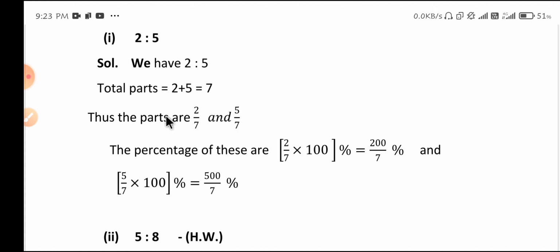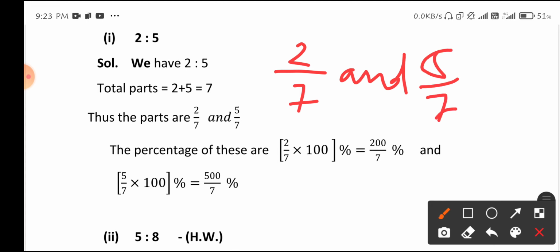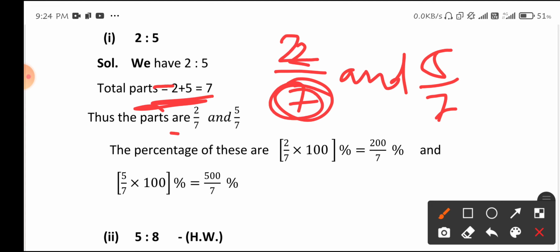So this can be written as, so how many parts are given? There are two parts, 2 upon 7 and 5 by 7 out of total. हमने नीचे डिनोमिनेटर में क्या लिखा? टोटल पार्ट्स. Out of total parts we have taken here 2, and out of total parts second one is 5. Now percentage we have to find.